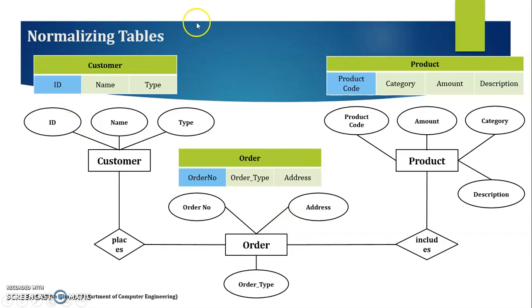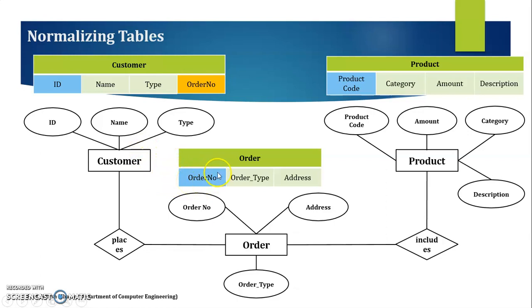So this is the initial table we have. We'll try to normalize the table. Customer and order are related to each other. In order to have a relation between customer and order, we will add the order number here as a foreign key. Now this is a foreign key to the customer, but the same is the primary key of the order.